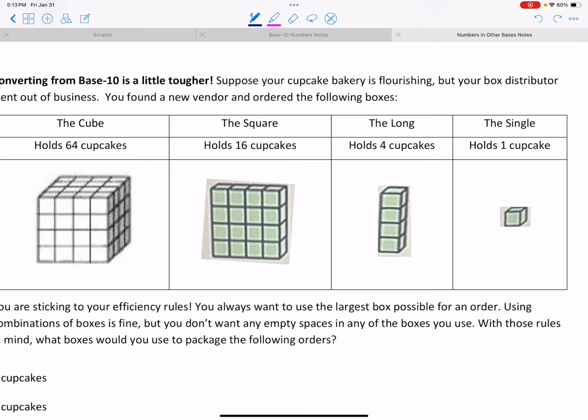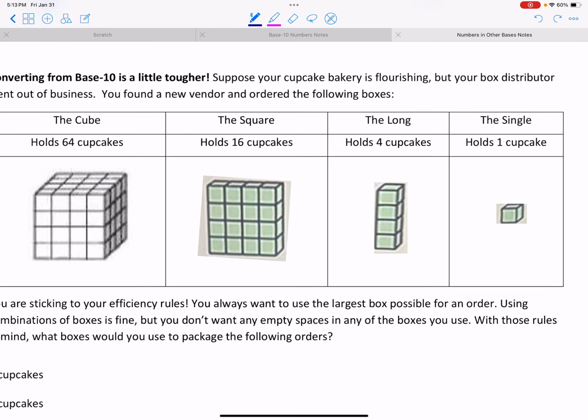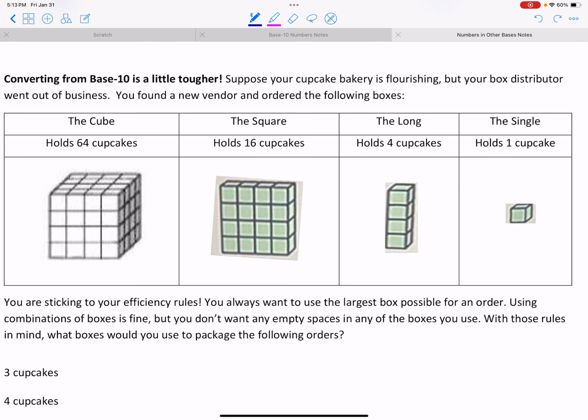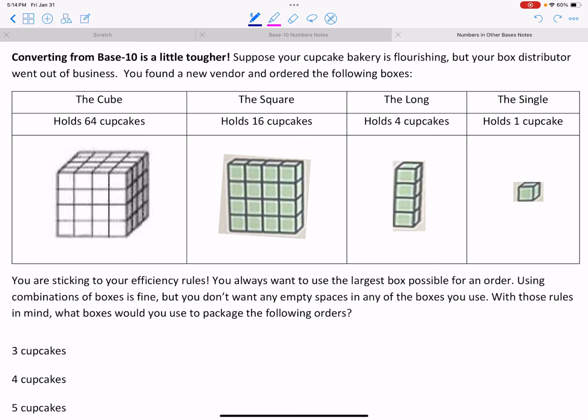All right? Now, same rules as before for packaging your orders. So you're sticking to your efficiency rules. You always want to use the largest box that's possible for an order. Let me highlight those. Use the largest box that's possible. You can use combinations of boxes, but you don't want any empty spaces in your boxes. Otherwise, you're wasting space. That's not efficient. So let's suppose that you got an order for 3 cupcakes. How would you package that order?